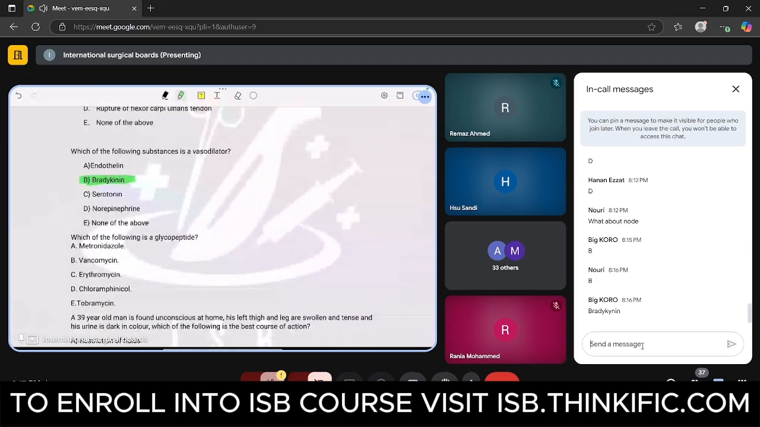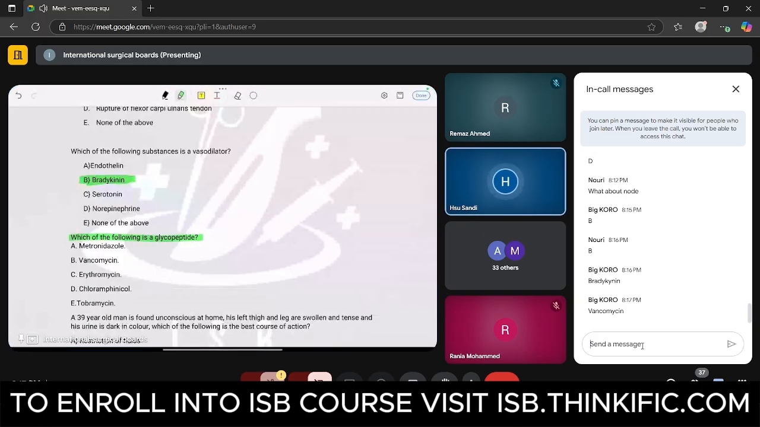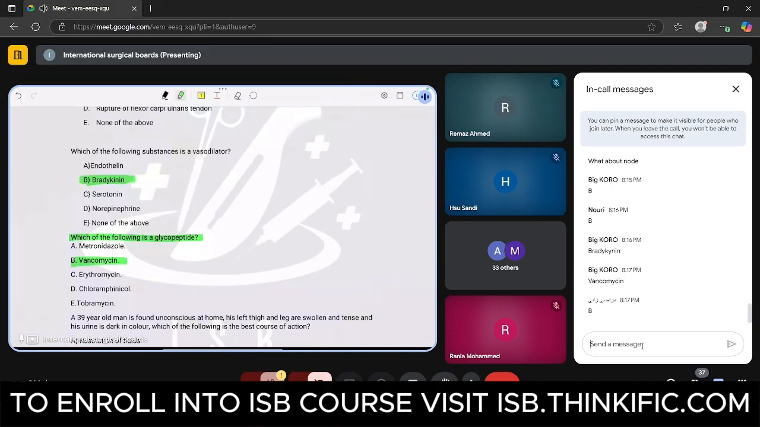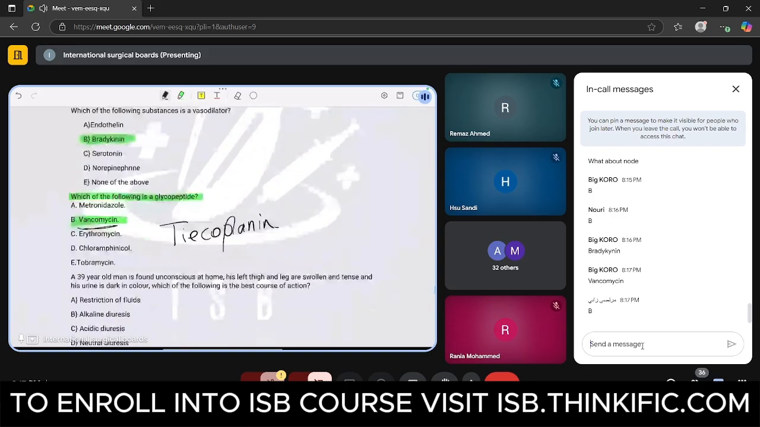Okay, which of the following is a glycopeptide? Metronidazole, vancomycin, erythromycin, chloramphenicol, tobramycin. B, vancomycin. Vancomycin and teicoplanin are both glycopeptides, right? Both of them belong to the same family, which is glycopeptides. That's correct. Let's keep going.